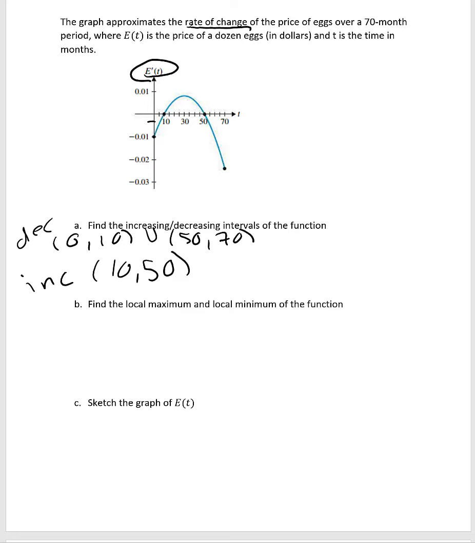So this says what's happening to the price of eggs. The price of eggs was going down for the first 10 months. Then it went up from month 10 to month 50, and then month 50 to month 70, it went down. So this was a down, up, down.